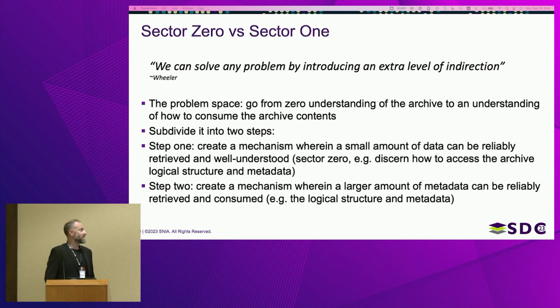So when we looked at that, there is a famous quote that we can solve any problem by introducing an extra level of indirection. The problem space is how we go from zero understanding of the archive to an understanding of how to consume the archive. This is the big problem that we faced, and we divided it into two steps. Step one: we wanted to create a mechanism to just understand who wrote the archive and which codec was used in order to decode the second step. We call this sector 0, and the second step is sector 1. So do a small step, understand how sector 1 is written, and then read sector 1, to be able to understand how the rest of the archive was written.